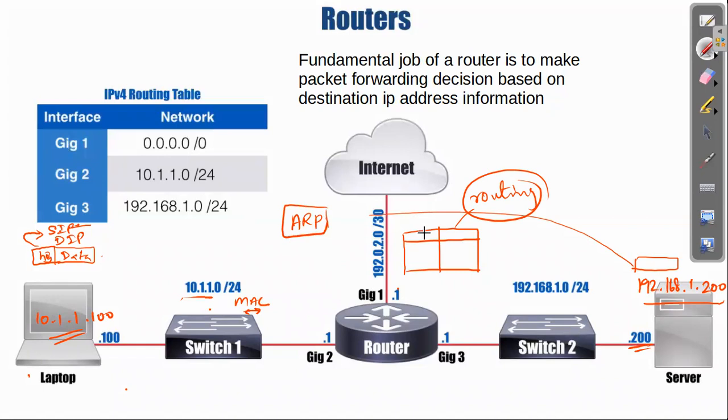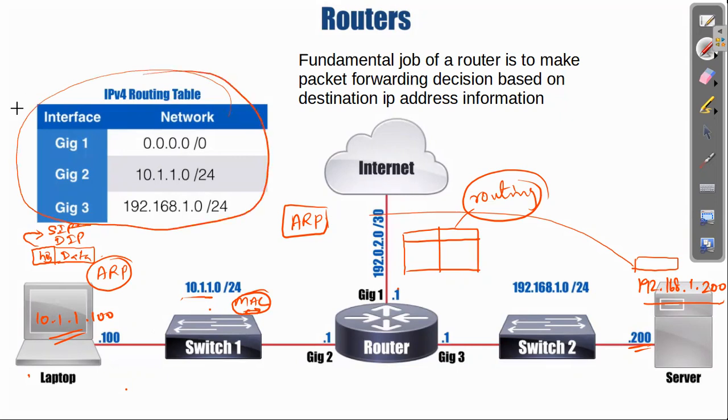ARP table. Both tables are in this router. And also the laptop is having an ARP table. Sorry, the switch is having a MAC address table. So this is the routing table, right? Routing table looks like this.